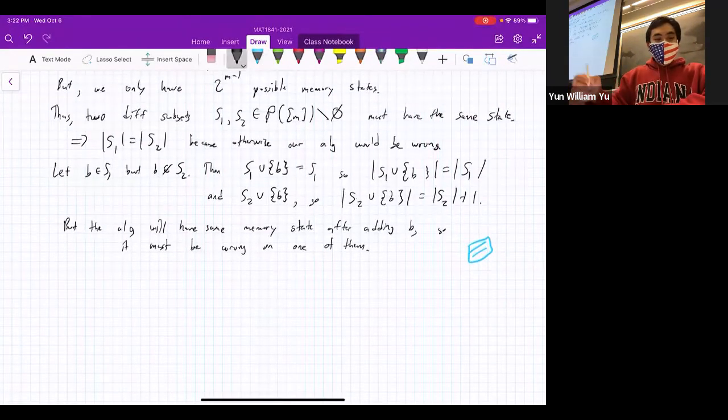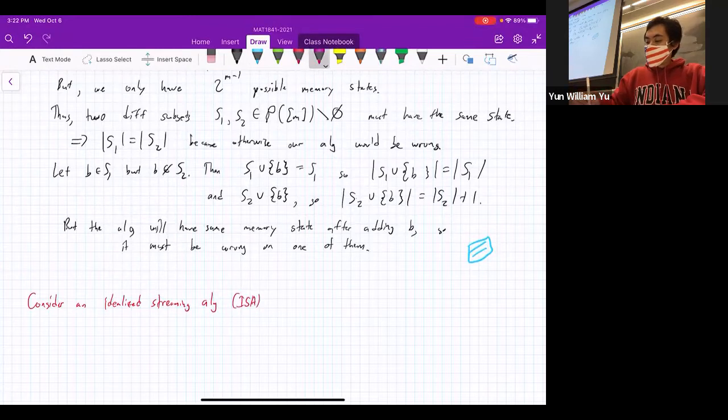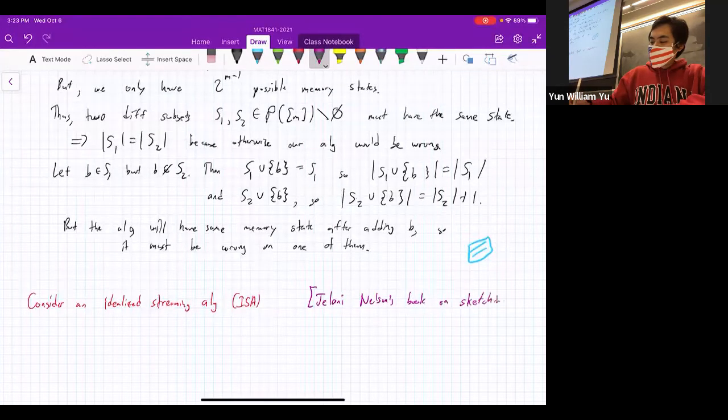So let's consider an idealized streaming algorithm. Let's call this ISA since we'll use this later. And for the record, this is roughly speaking from Jelani Nelson's book on sketching. This is not in our textbook.